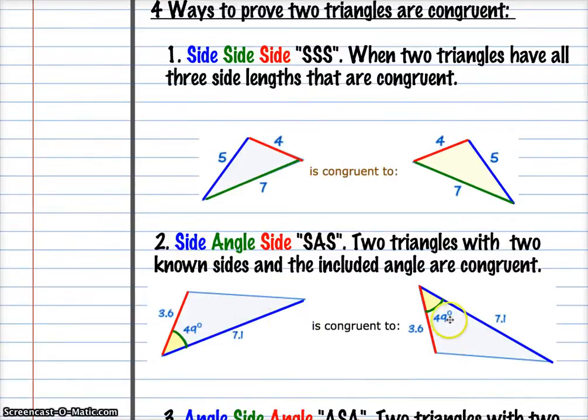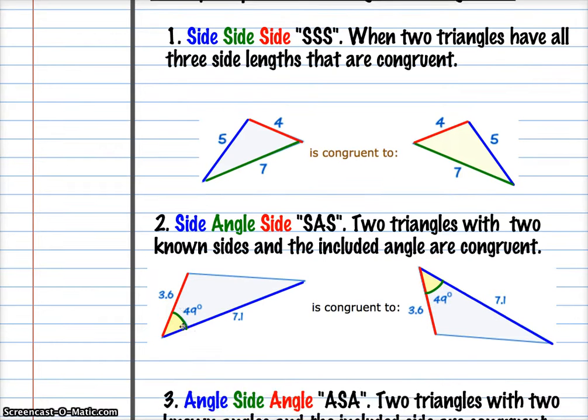So this side and this side, they're the same. This angle is the same, 49 degrees, and this 3.6, they are the same as well. When these are put together, this can only be a certain length, and it automatically forces 2 congruent triangles. So 2 triangles with 2 known sides, 3.6, 3.6, 7.1, 7.1, and the included angle. When they say included, that means the angle in between these 2 parts. It has to be in between.